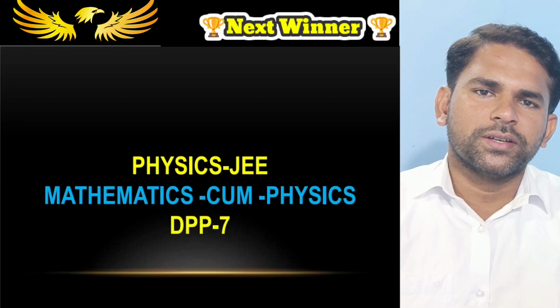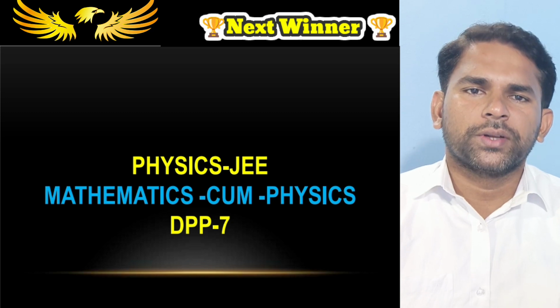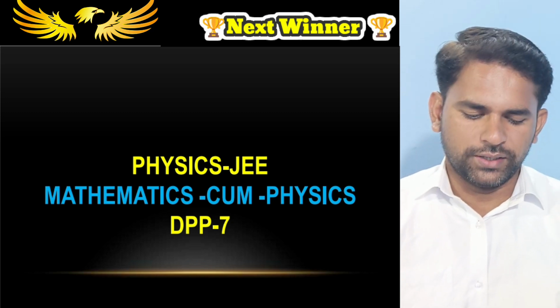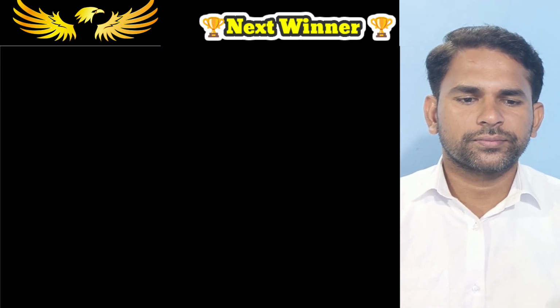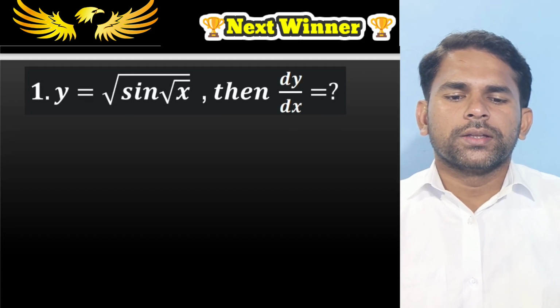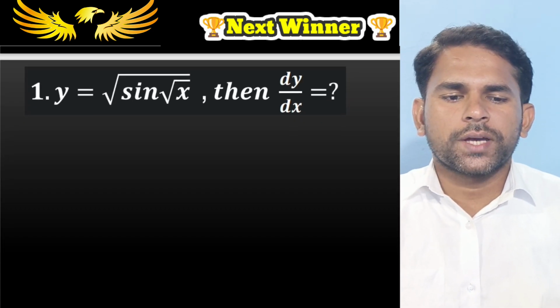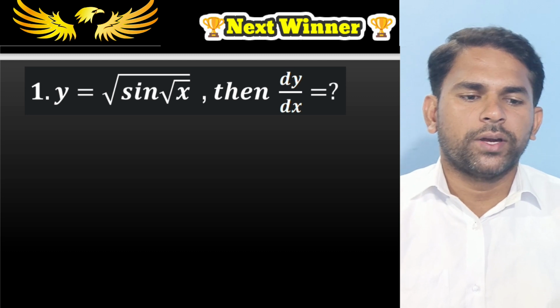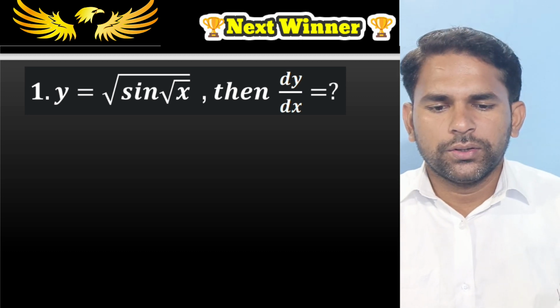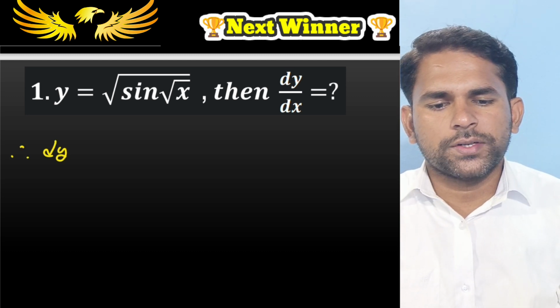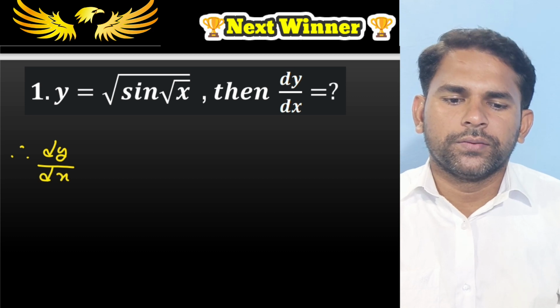Now we are going to discuss DPP number 7. You can see the first question on the screen. It is given that y is equal to root sine root x, and they are asking what is the value of dy by dx. So they are asking for the differentiation of this function with respect to x.